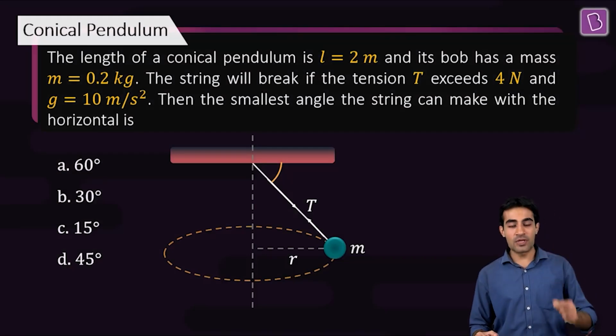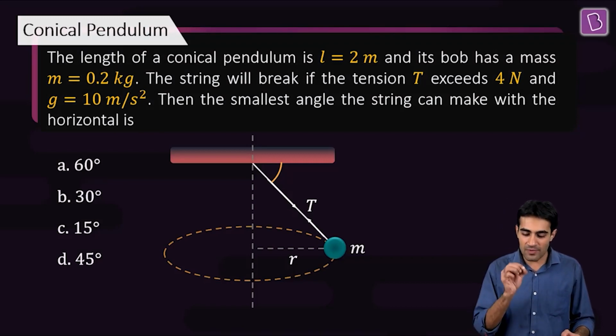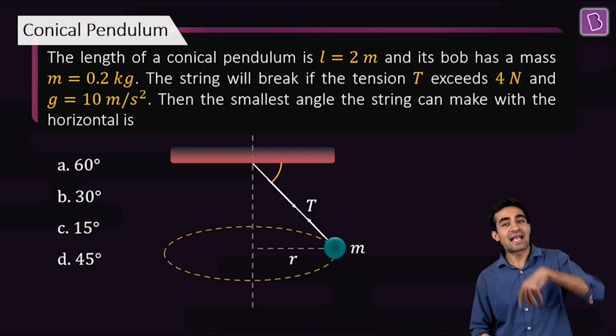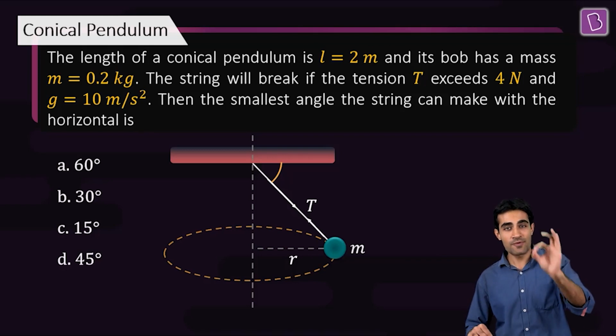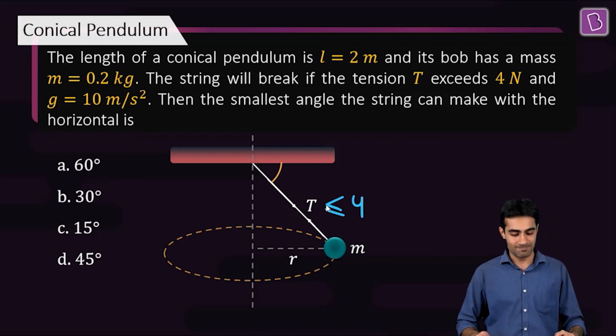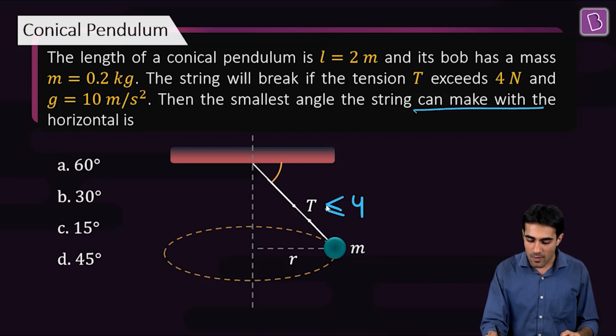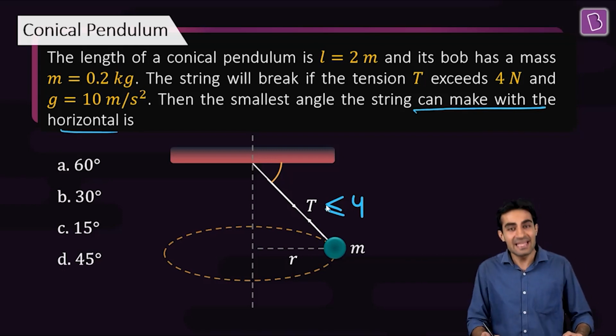The length of the conical pendulum L is equal to 2 meters and its bob has a mass of 0.2 kg. The string will break if tension T exceeds 4 Newton. So if we don't want the string to break, our tension must be less than or equal to 4 Newton. The smallest angle the string can make with the horizontal is.